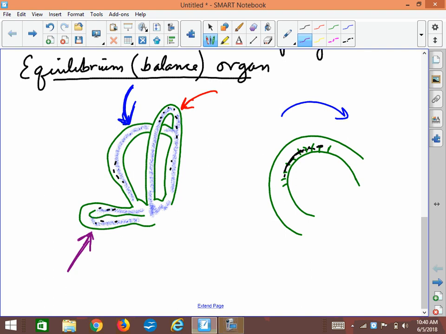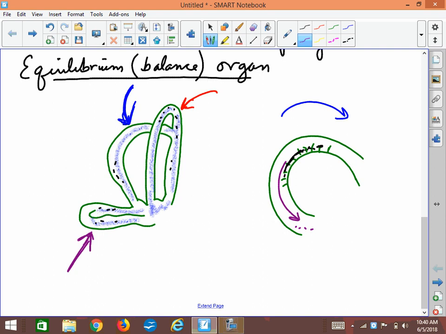More importantly, even if you don't move your head, you can just tilt your head over to your left shoulder and hold it there. The rocks will slide around to a different spot. They'll move the hairs, and as long as they don't move, your brain knows that your head is now in a tilted position. So this allows you to figure out what orientation your head is in.